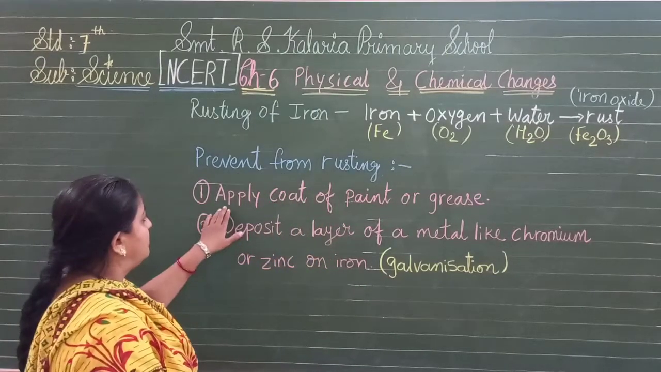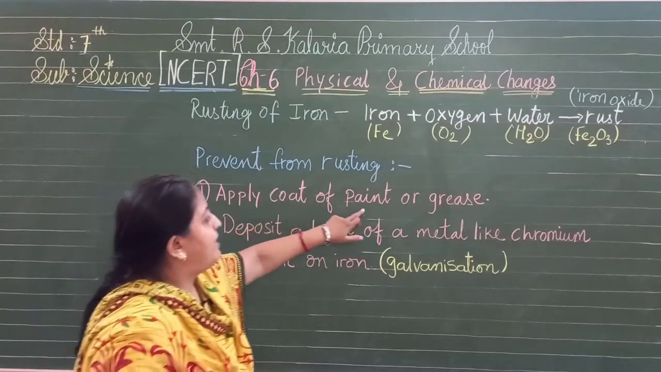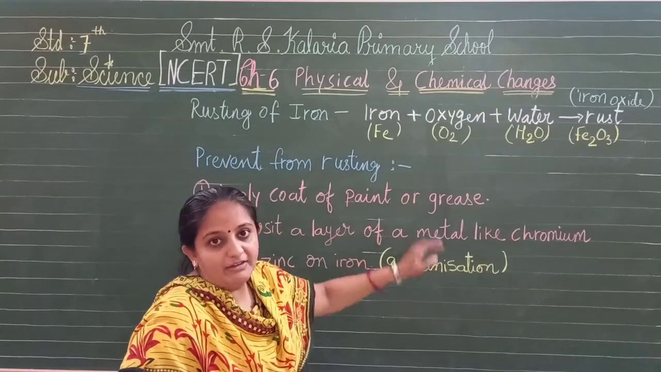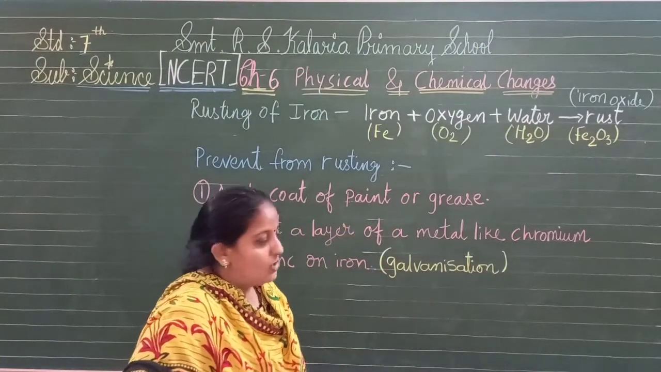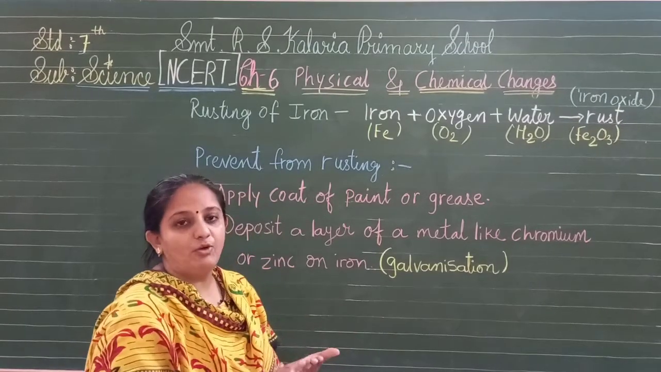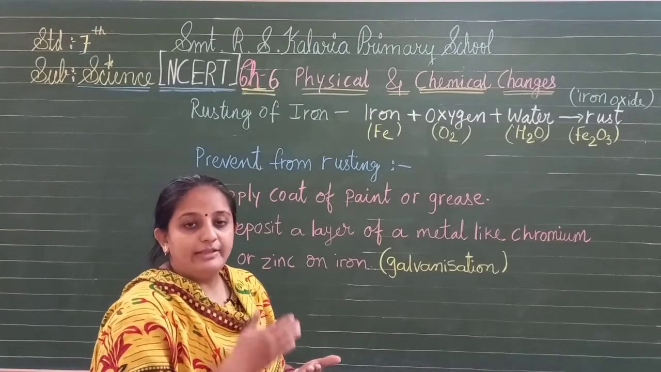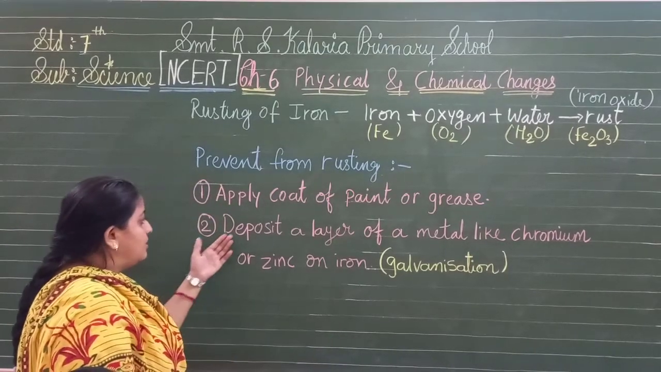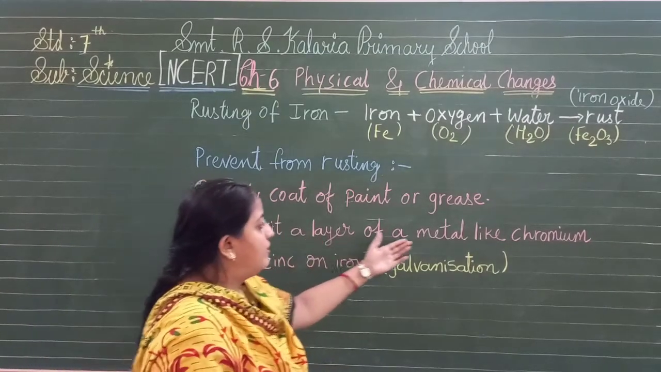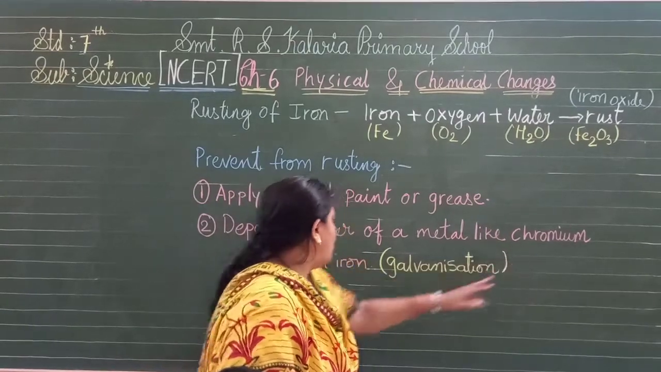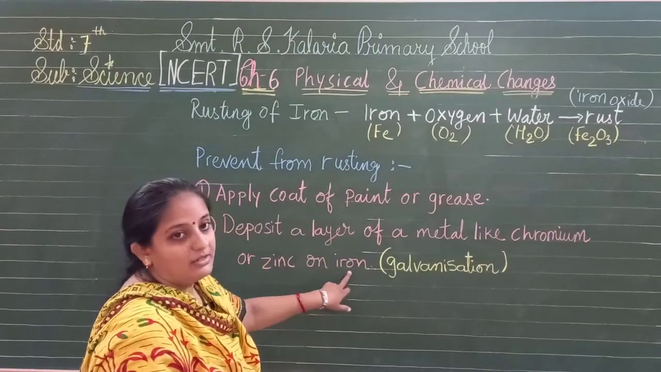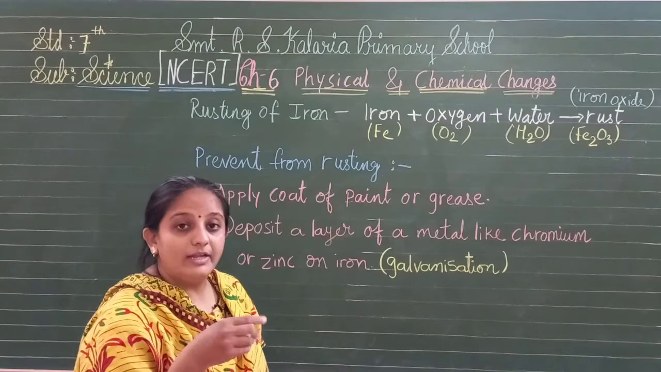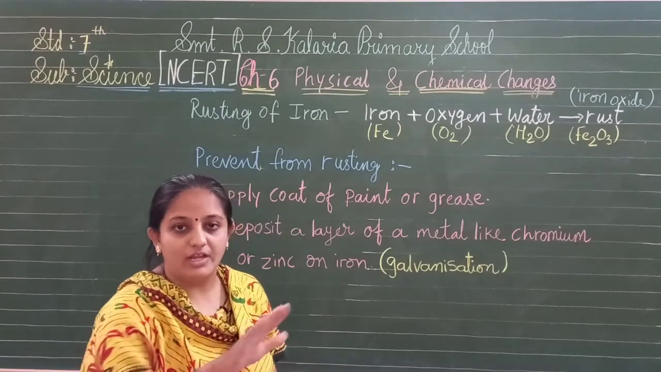The very first method: apply a coat of paint or grease on iron articles or iron objects. Okay, apply a layer of paint and grease on iron objects, like color. The next method: deposit a layer of a metal like chromium and zinc on iron. Deposit a layer of chromium and zinc on top of the iron.